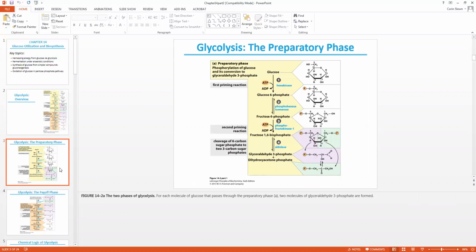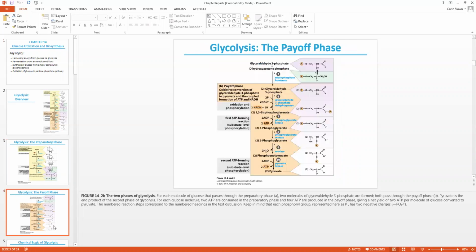We then see an isomerization reaction where we move the phosphate and create fructose 6-phosphate. And then we add a second phosphate to form fructose 1,6-bisphosphate, expending some ATP in the process. And then we use aldolase to cleave our fructose 1,6-bisphosphate to form glyceraldehyde 3-phosphate. In the payoff phase, we actually convert our glyceraldehyde 3-phosphate and dihydroxyacetone phosphate into all glyceraldehyde 3-phosphate.